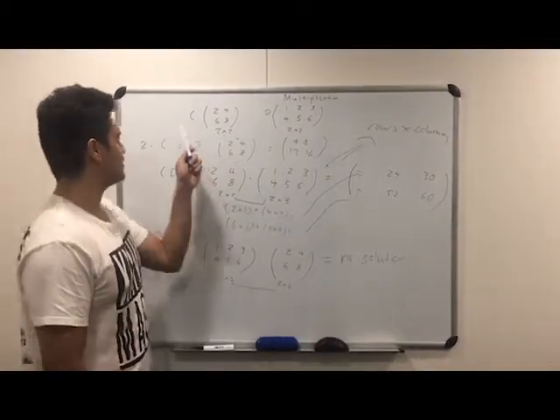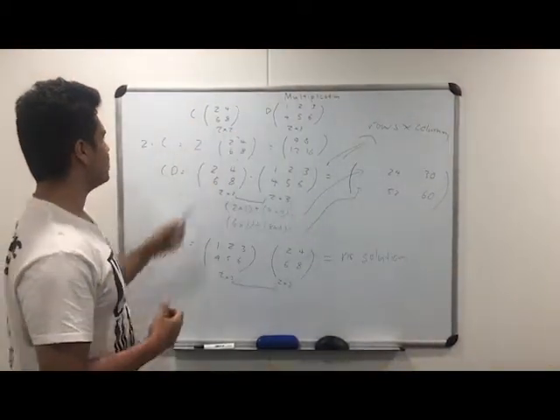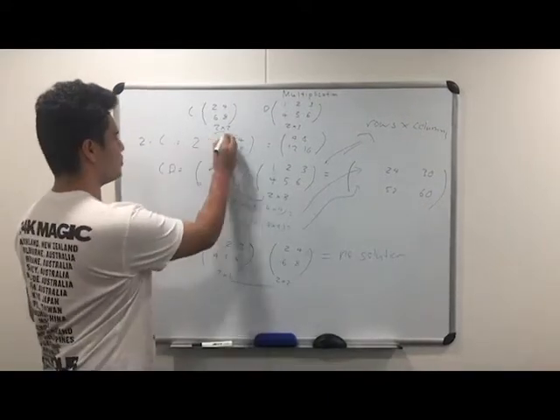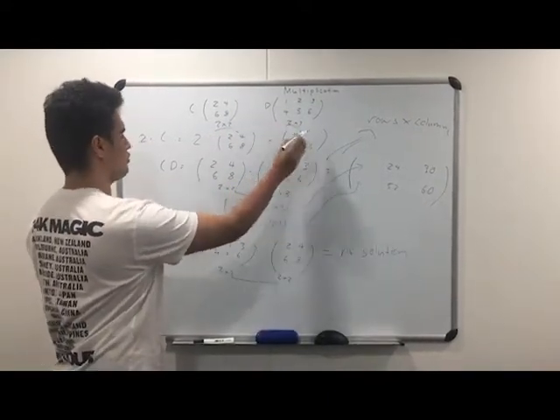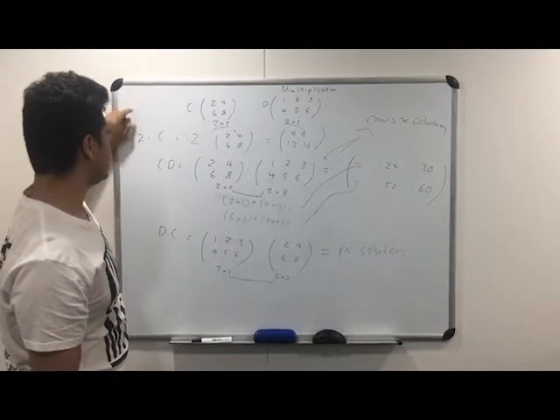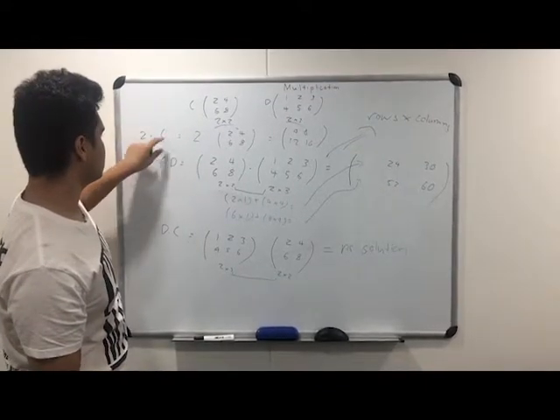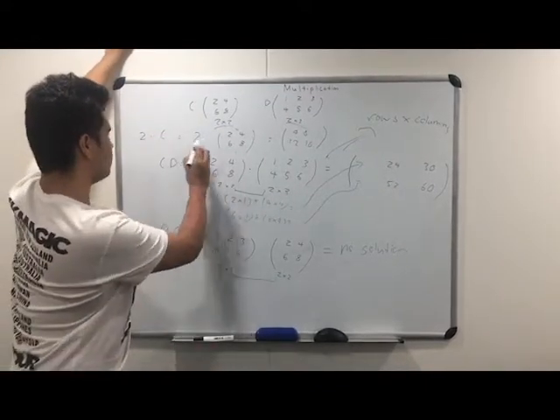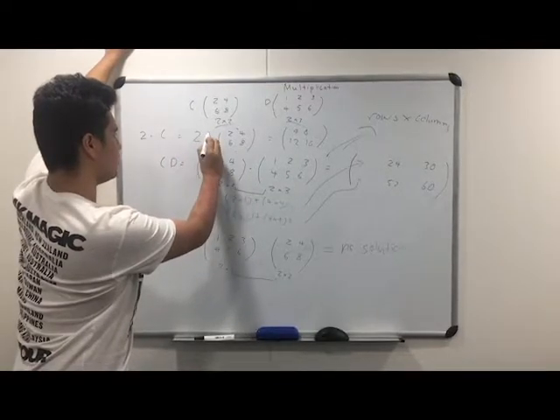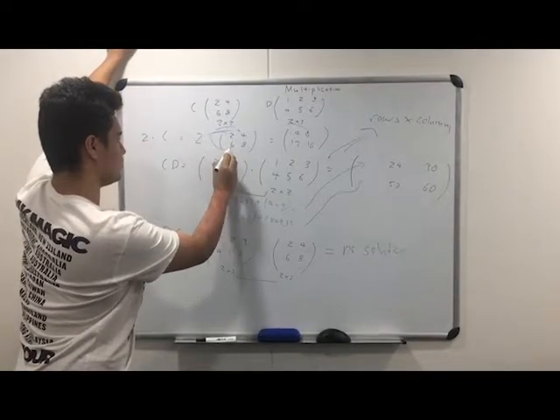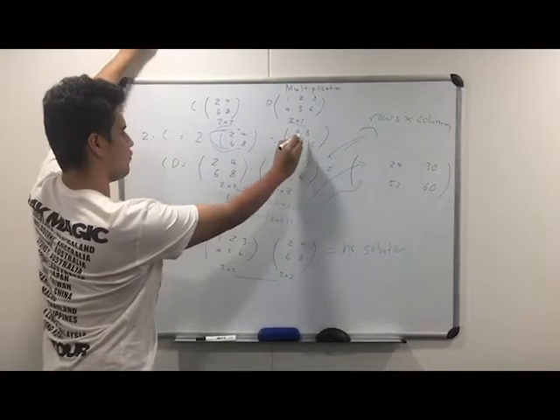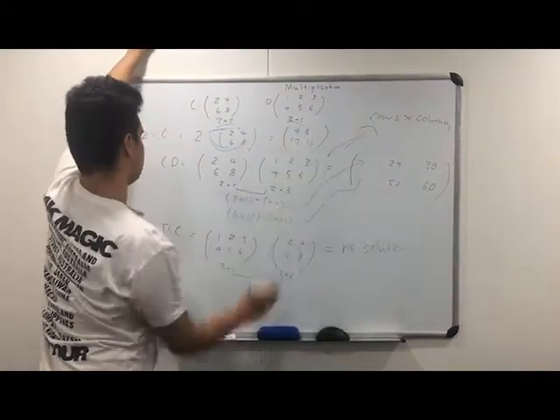So let's say we have the example C and D. C would have dimensions of 2 by 2 and D would have dimensions of 2 by 3. Let's say we have an example where we do 2 times C. So what we do is we multiply 2 by all the numbers in the matrix. So we will get 4, 8, 12, and 16.